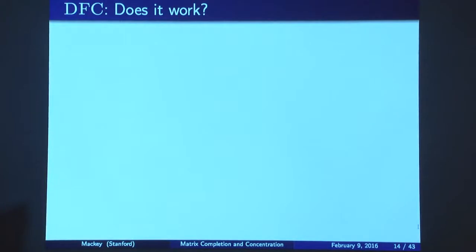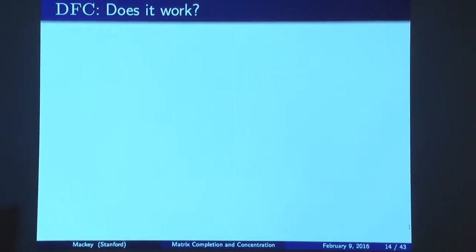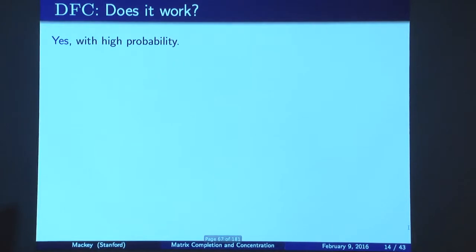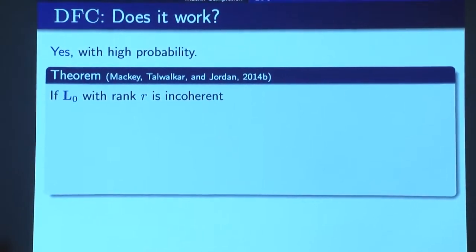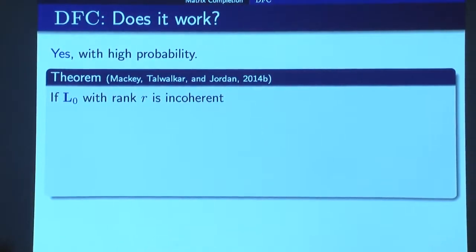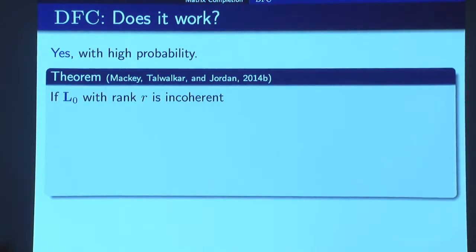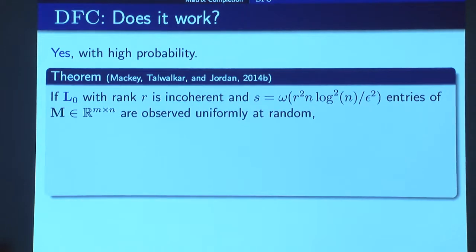So before we turn to some experiments, let's just talk about whether this should work theoretically. And the answer, I would say again, is yes, with high probability. This does work. And here's a theorem from our work. It says, under the same sort of assumptions we had before, L0 is rank R. It's incoherent, so it has a good spread of information. Now we need slightly more entries. Before we needed about Rn entries. Now we need something like R squared n entries.